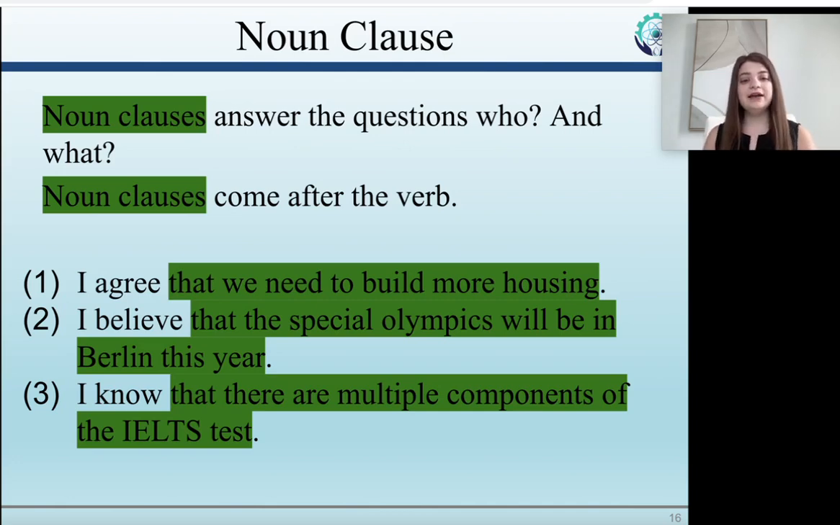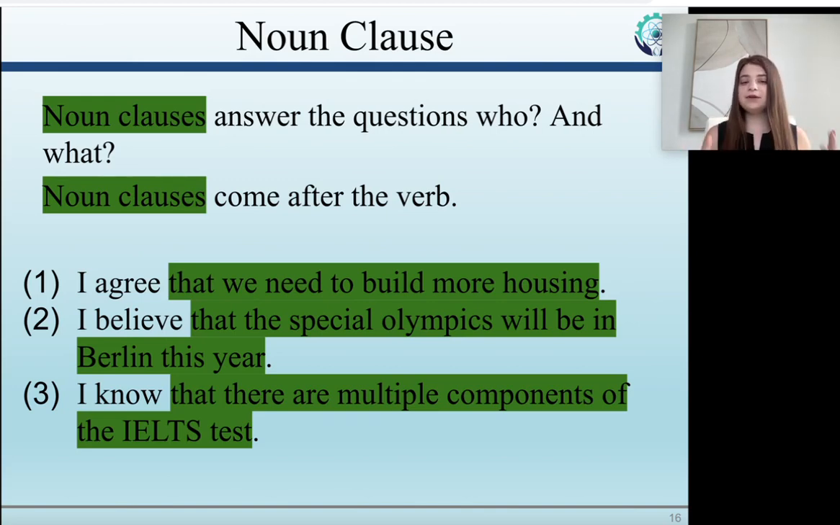Number one says, I agree that we need to build more housing, right? If we just say, I agree, that's a full sentence. But the noun clause tells us more about that agreement, right? The noun clause answers the question, what? Well, I agree. Oh, well, what do you agree with? I agree that we need to build more housing, right? There we go. That's more specific.